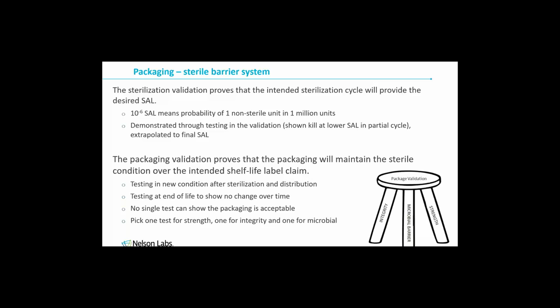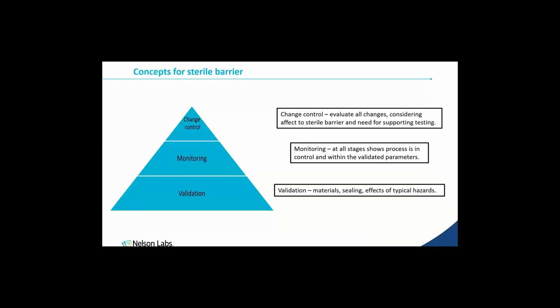And of course, this validation isn't just one simple test. It's based on strength, integrity, and microbial barrier properties of that package over time. So as we like to say, there is no sterile product without a sterile barrier to maintain it. Right. And just like we have the pyramid for sterilization, it's the same concepts when we're talking about packaging. We're going to run these validations, and that forms the foundation. And that validation proves that we can do things the same every time.